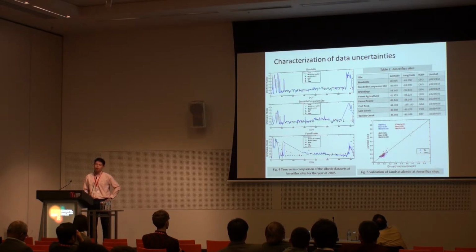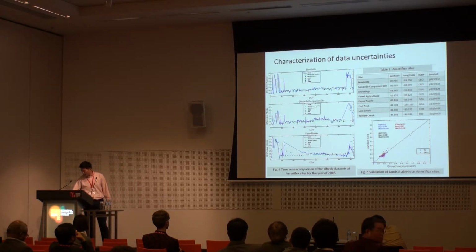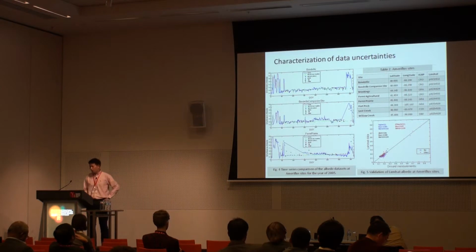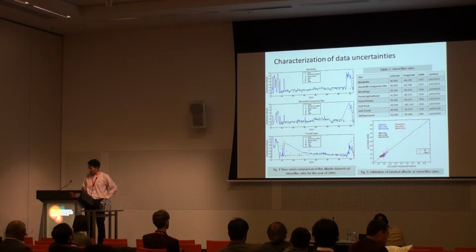But sometimes it suffers from residual cloud. For example, in the third figure, on days between 150 to 200. So that means there are still some problems with these data products. After removing those outliers, we can see generally the Landsat albedo dataset has very good accuracy.